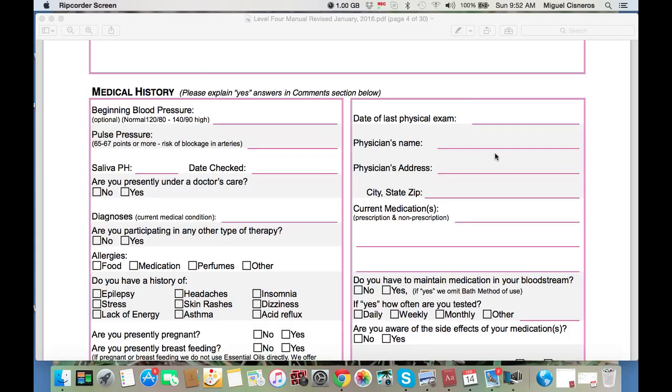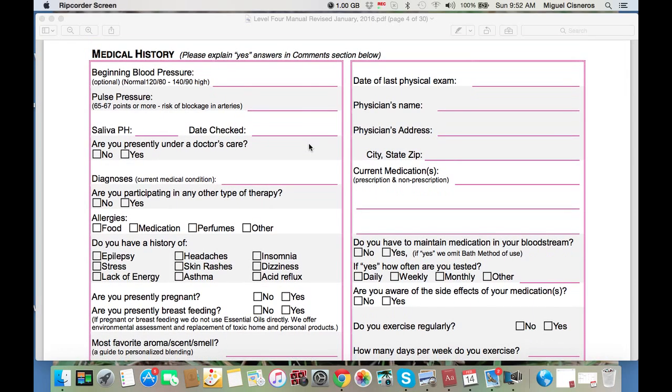Remember, we are a checkpoint for healthcare. We're going to be covering areas, and we're going to be hearing things that they should be telling their doctors. Then we have pulse pressure. This is an area where few have knowledge and few will check for. The pulse pressure tells us that if there is a difference between the top number of the blood pressure and the bottom number of 65 points or more, there is a risk of blockage in the artery.